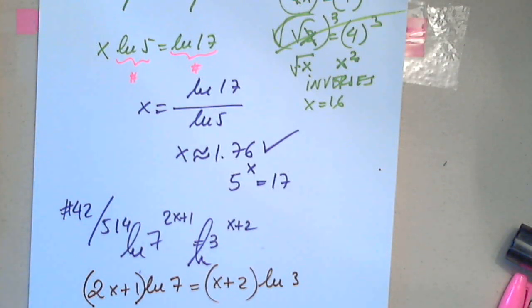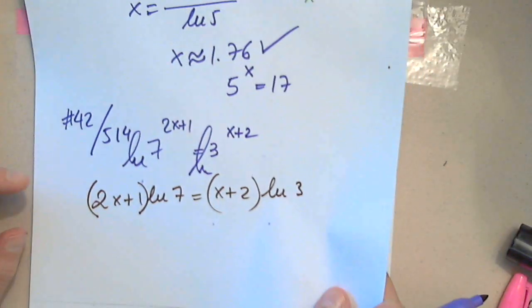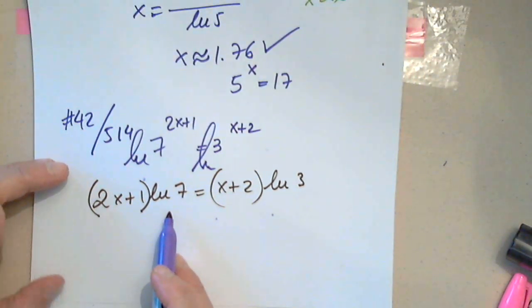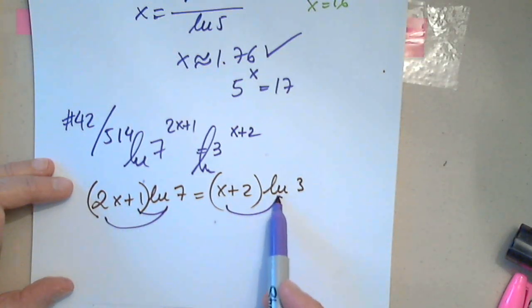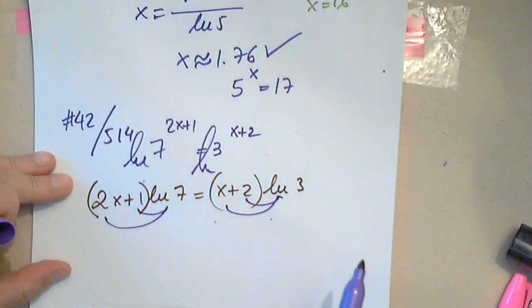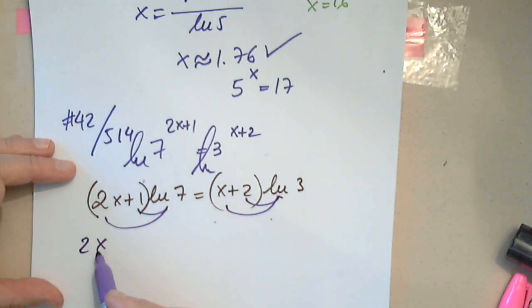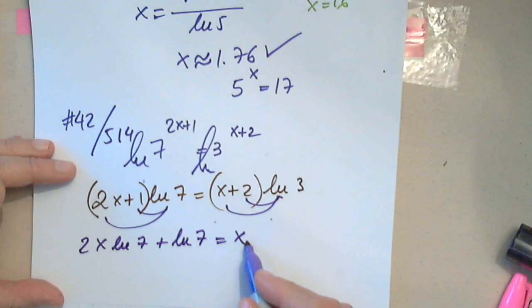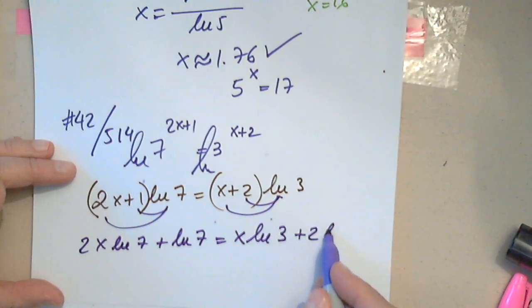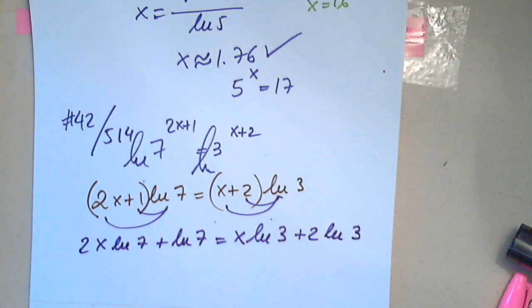Okay, so in the next step, as I mentioned before, don't get scared or afraid or thrown off by this number. It's just a simple number. I need to distribute this number that looks fancy, but is really nothing. So 2x natural log 7 plus natural log 7 equals x natural log 3 plus 2 natural log 3.